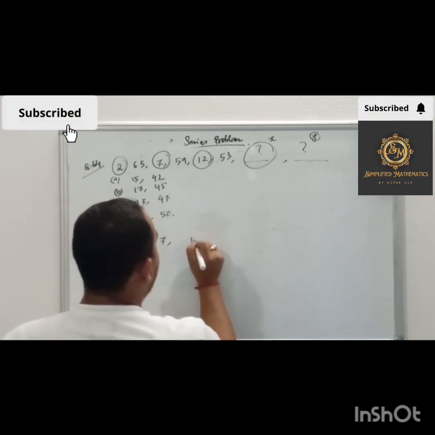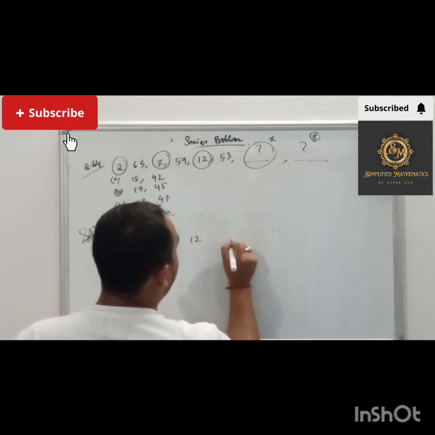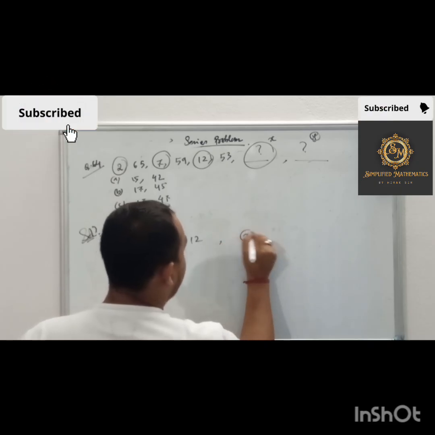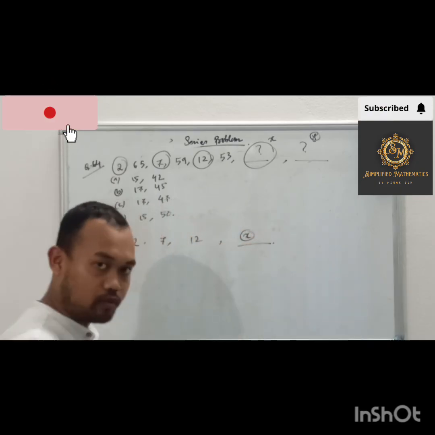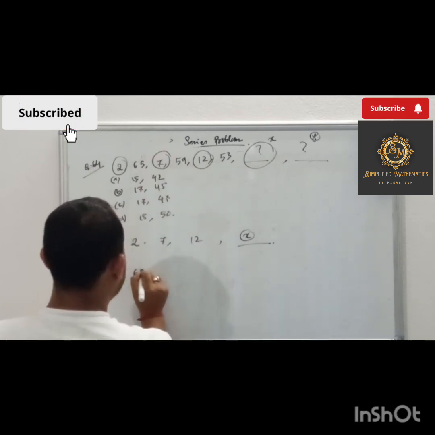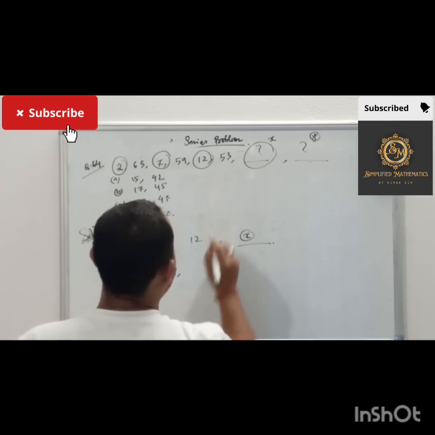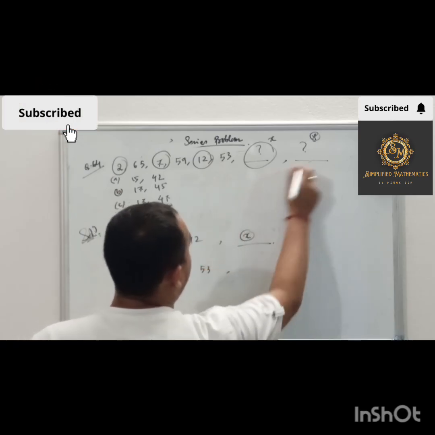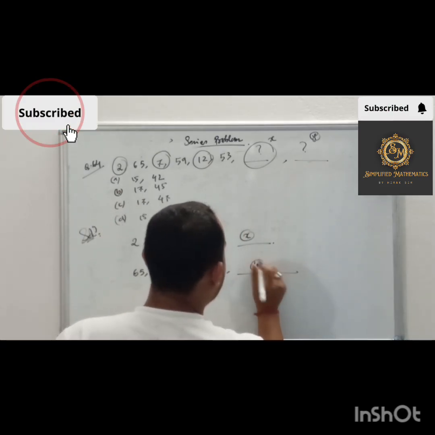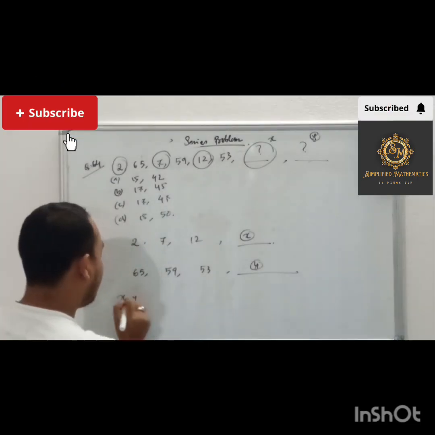2, 7, 12, and this is some x. And this will be 65, 59, 53, and this is y. Now the question is asked: what values do we need for x and y?